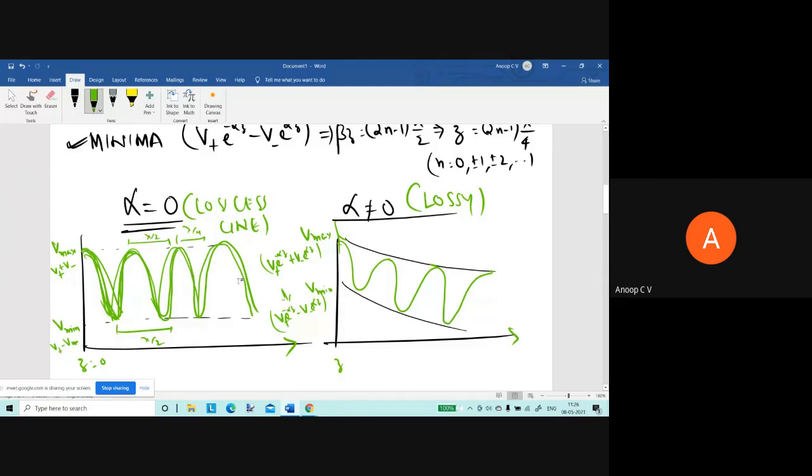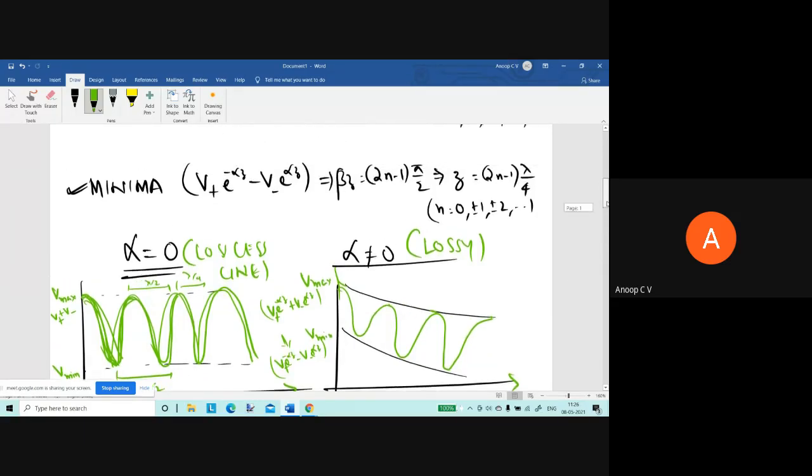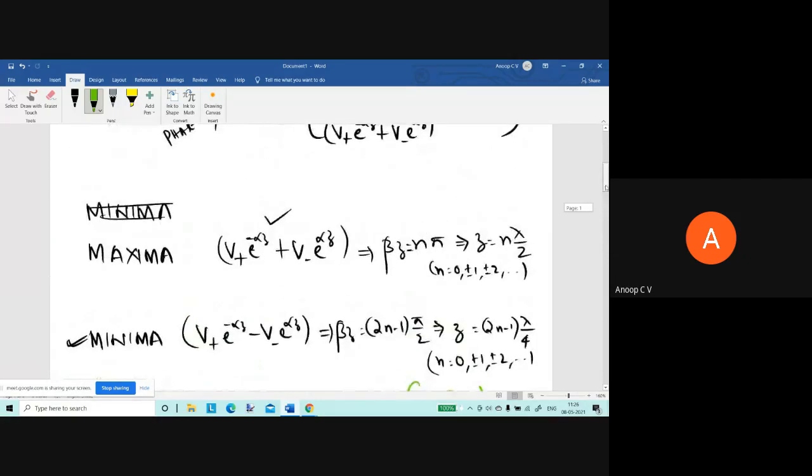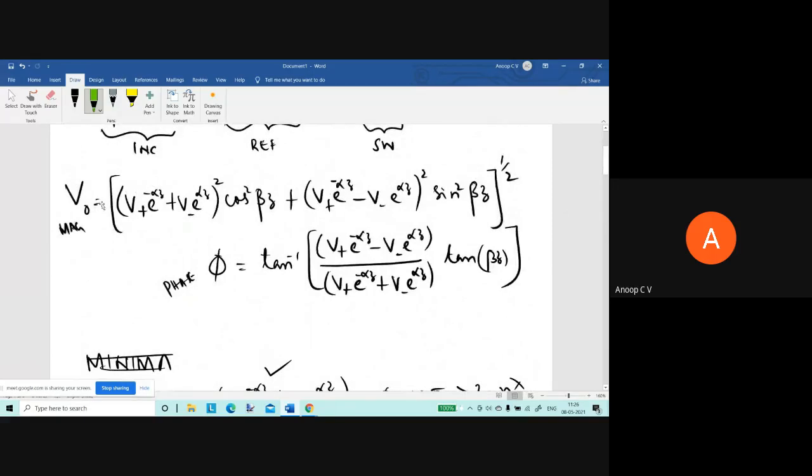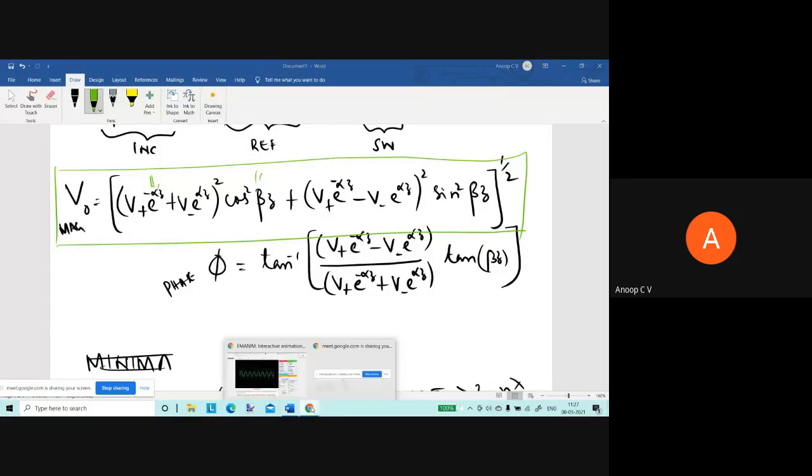We'll just verify. Of course, I'll give it to you as an assignment also. I won't share this code. What we are going to do is simulate this particular magnitude expression in MATLAB. So alpha, beta, z, all those steps we are going to simulate, and we are going to plot it with respect to z.